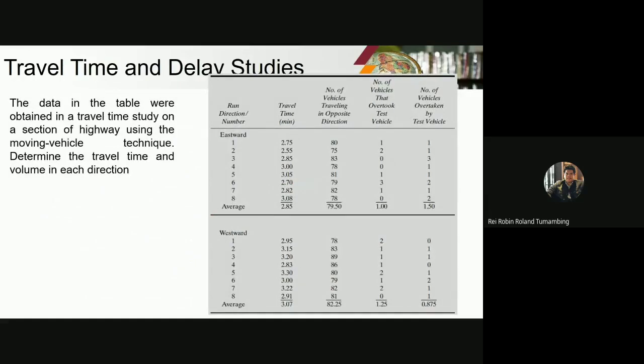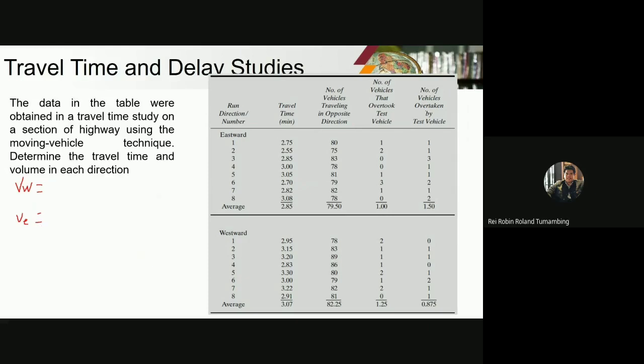The problem says the data in the table were obtained in a travel time study on a section of highway using the moving vehicle technique. Determine the travel time and volume in each direction. So we are required to get VE, TE, VW, and TW. First, let's get VW and VE. We are given different data, so let's first define each one.